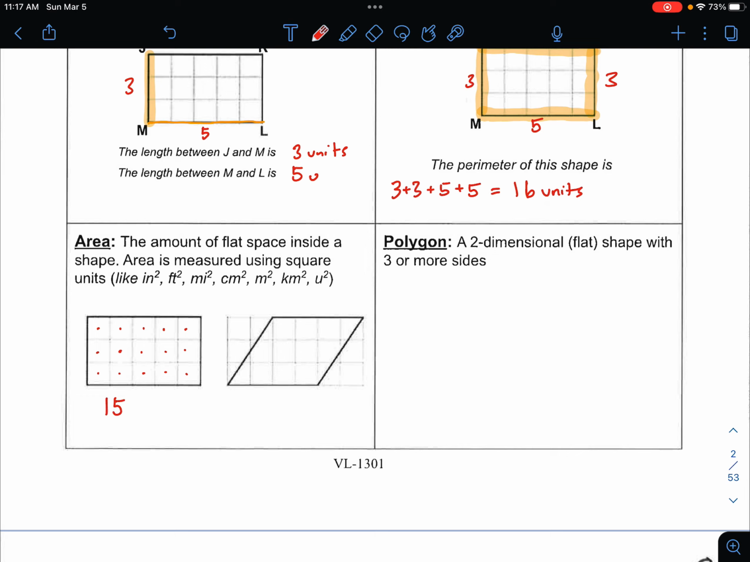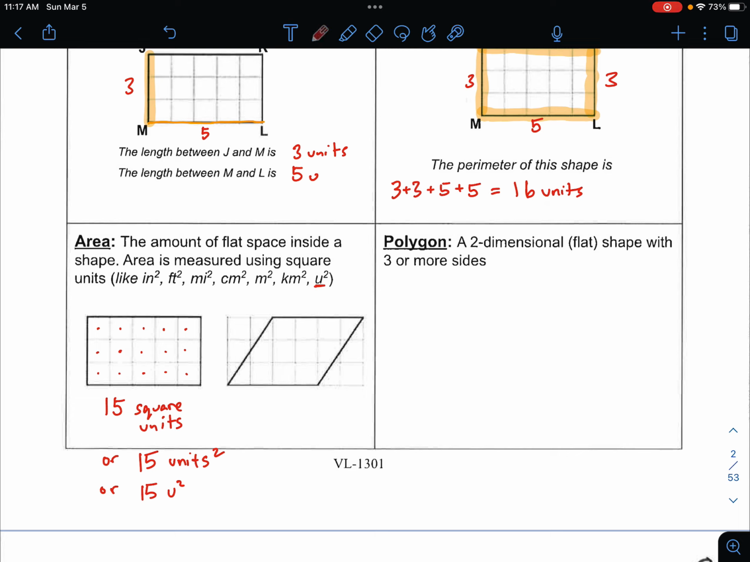Now, we can say square units, or we can also say, and this is actually going to be more common, 15 units squared. And squared is like this little number 2, like an exponent 2. And if I wanted to use u squared, I can do that too. Or just 15u squared.